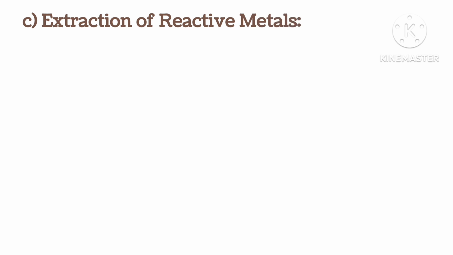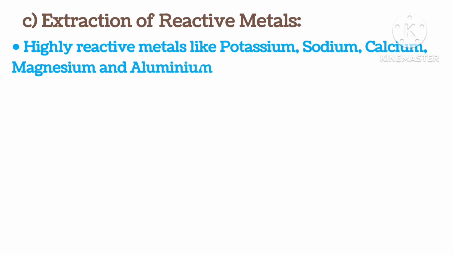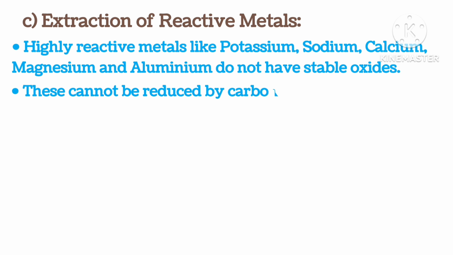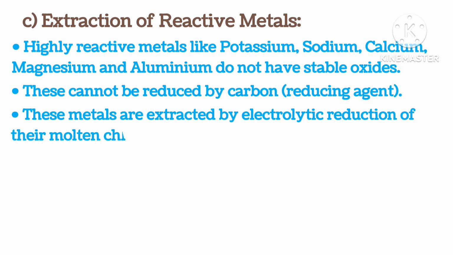Extraction of reactive metals. Highly reactive metals like potassium, sodium, calcium, magnesium and aluminum do not have stable oxides. They cannot be reduced by carbon or reducing agent. These metals are extracted by electrolytic reduction of the molten chloride or oxides.